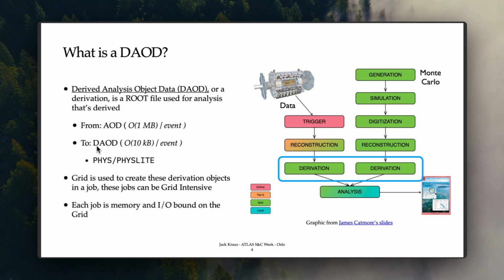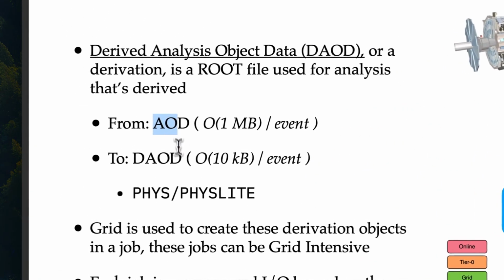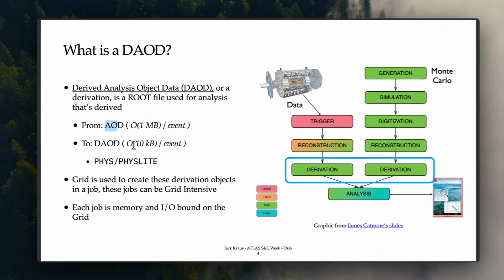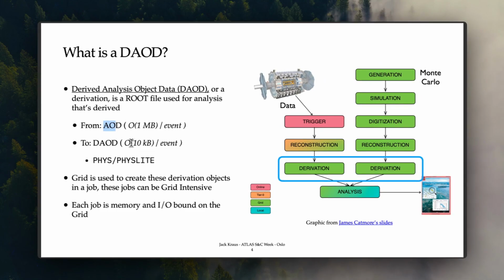DAODs take on a couple different forms for ATLAS. PHYS and PHYSLITE are the popular ones. I think for CMS it's going to be MiniAOD and NanoAOD. And the goal is to get from a very large AOD to a much smaller DAOD, with the size per event going from about 1 MB to about 10 kilobytes. These files are generally still pretty large, on the order of a handful of gigabytes, but it's still a lot better than just taking AODs. But there's also some refinement along the way as well.